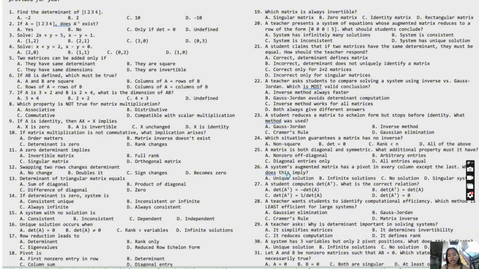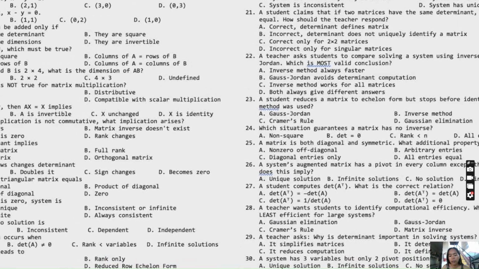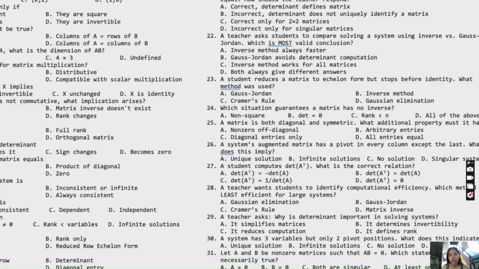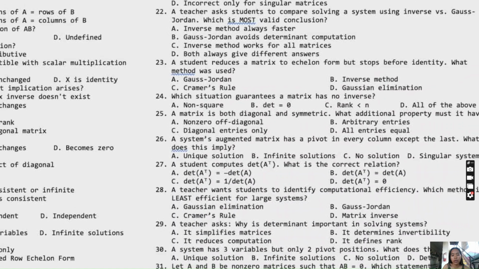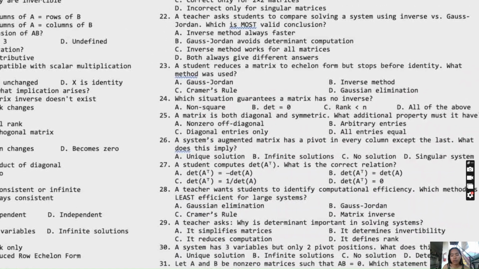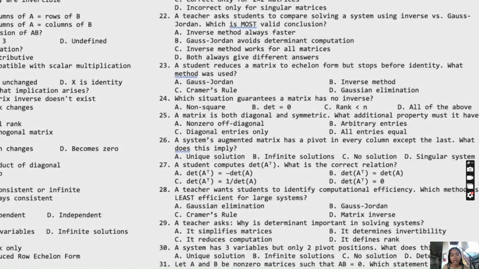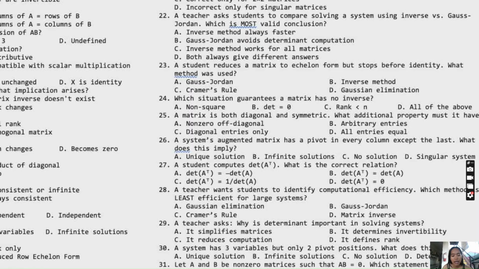So let's read the questions. I'll zoom it for you guys so that you can see it clearly. Number 26. A system's augmented matrix has a pivot in every column except the last. What does this imply? The answer would be letter A, unique solution.